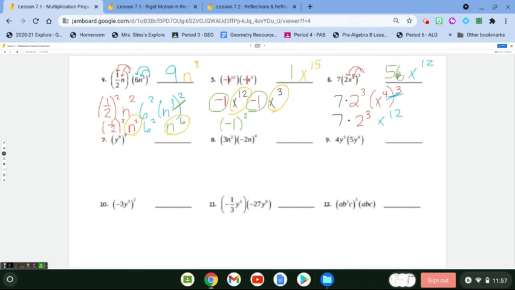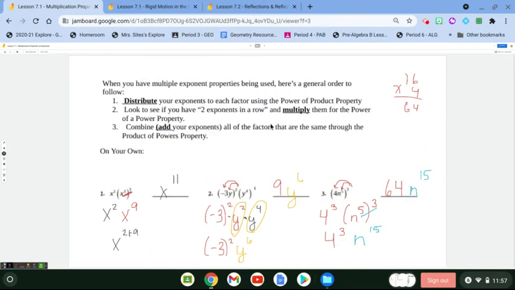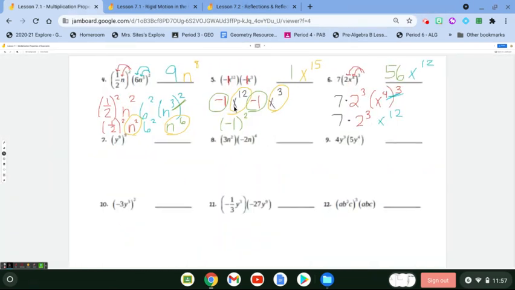All right, so again, going back, I'm going through this checklist pretty much in my head every single time of distributing, looking through the 2 in a row to multiply, and then combining things up that are the same through addition of exponents. I want you guys to try out 7 through 12 and see how many you come up with correctly. So again, pause that video and see what you do.